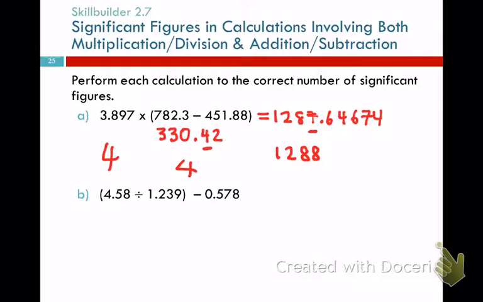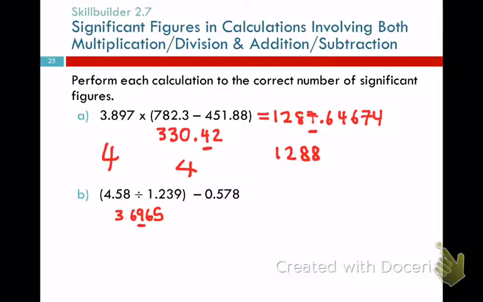So 4.58 divided by 1.239 is 3.6965. Now, this is multiplication and division, right, in the parentheses? So how many sig figs in this answer? Three. I'm going to mark it like that so I know.